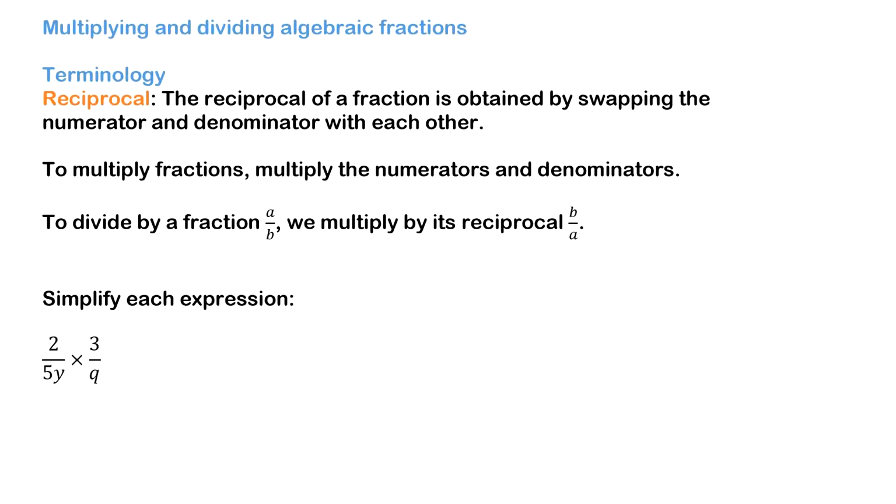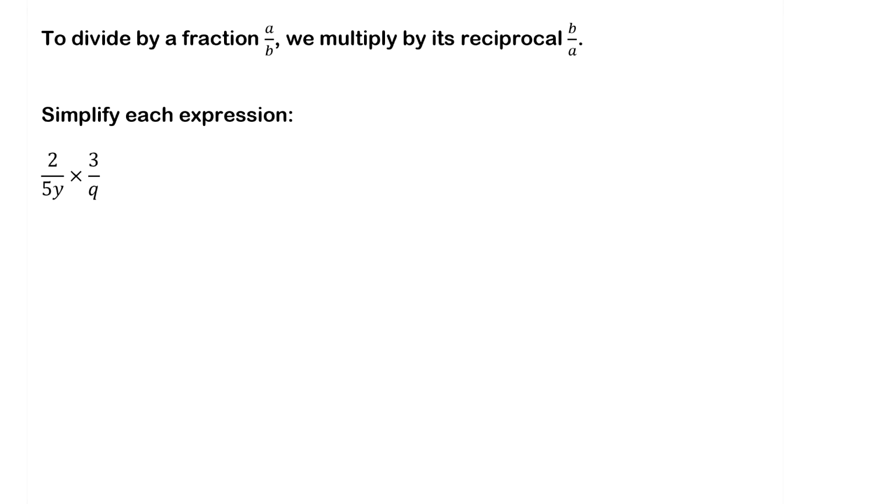That's simple. To divide by a fraction, let's say we have a over b, we multiply by its reciprocal, so b over a. We just flip a and b. So here we have a simple expression, and we're going to simplify it down. So as always, I like to rewrite it a bit bigger.